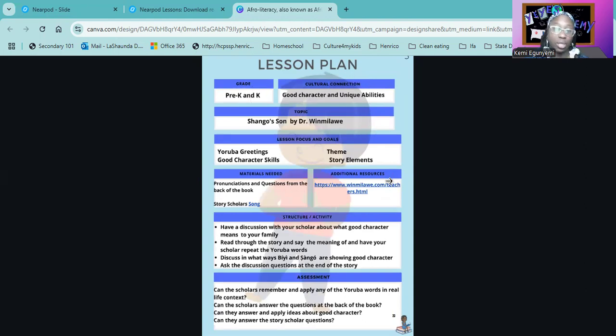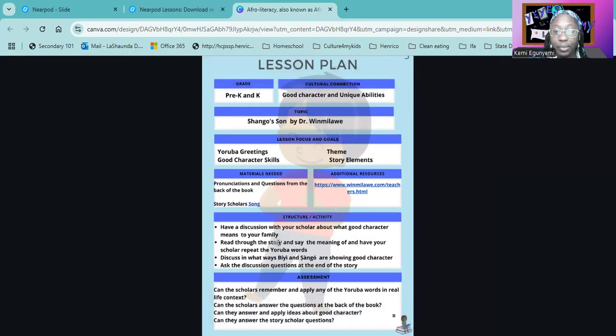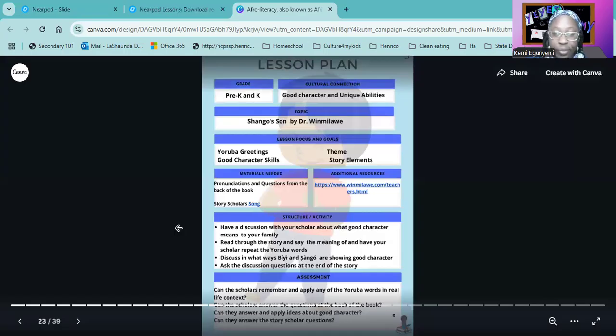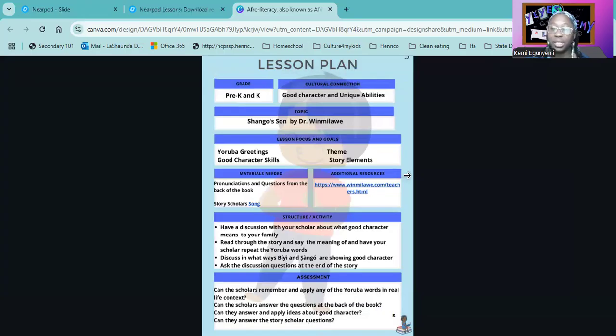Then we have Shango's Son. It's about good character and unique abilities. Again, there are some Yoruba greetings with the pronunciations in the back of the book. Again, you can have the good character discussion. You can also compare and contrast Bi and Shango, how they were using good character. And there are questions at the end of that story. You can ask them, can they use the Yoruba words? Get them to a little bit of language. And can they answer the questions in the back of the book? Just simple things to get them involved.